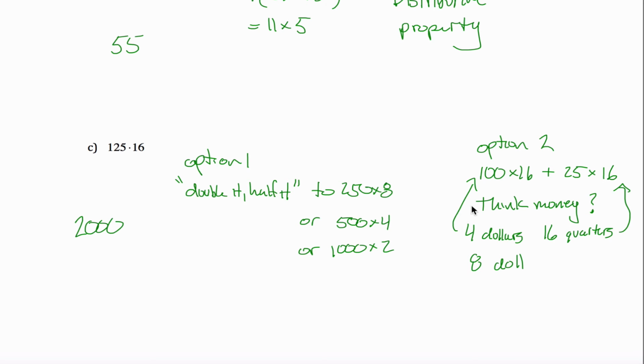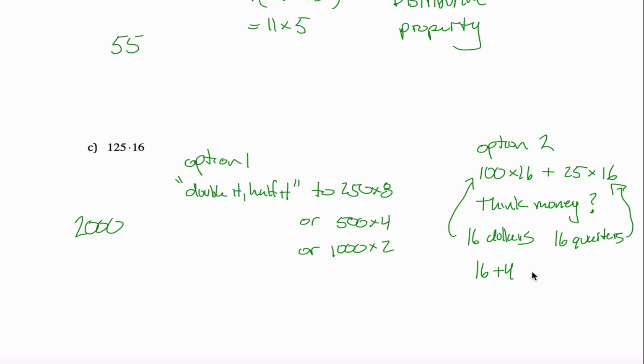Oh, that's not $4. It's $16 over here. Shoot. And 16 quarters. And the 16 quarters is what's equal to $4. So I end up with 16 plus $4, or 20 bucks. So my answer is 2,000.